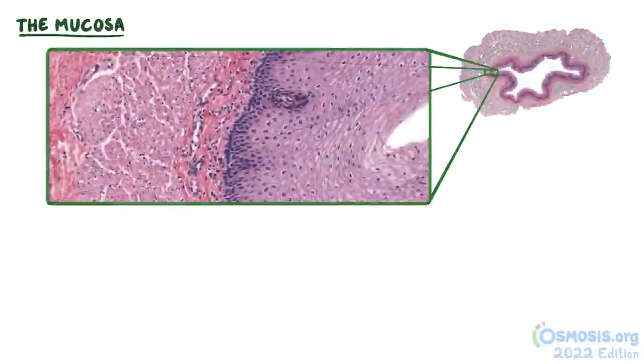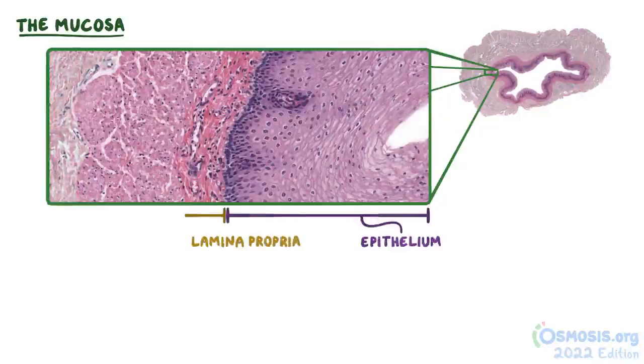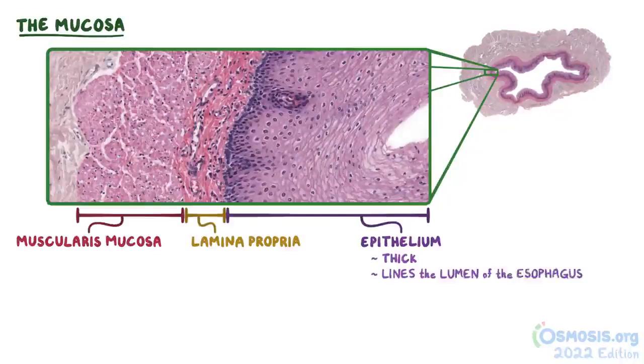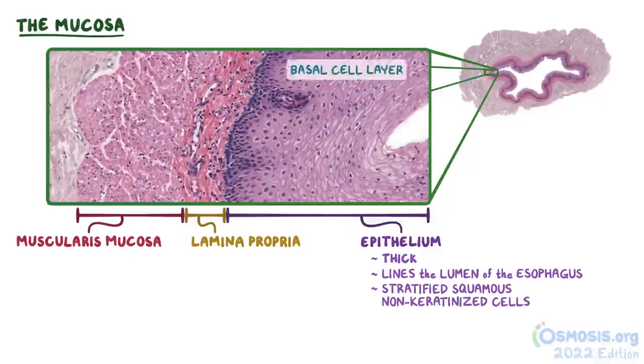The mucosa of the esophagus consists of three main layers. At 20 times magnification, we can see each of the layers more clearly: the epithelium, lamina propria, and muscularis mucosa. The thick epithelial layer lines the lumen of the esophagus and consists of stratified squamous non-keratinized cells, which have their typical appearance of flat, overlapping cells that are more flat as they move away from the basal cell layer.